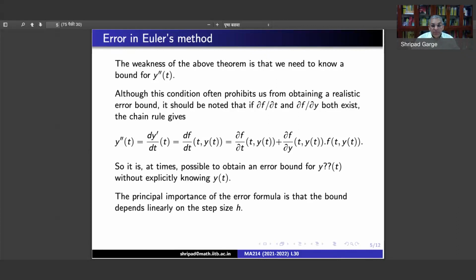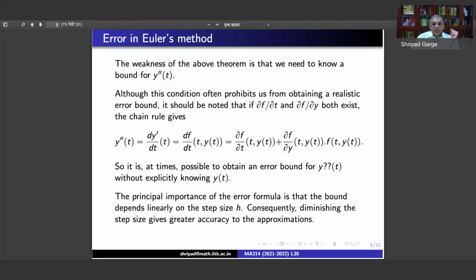So the principal importance, as I told you, is that the bound depends linearly on the step size. If you divide h by 2, the bound on the error will be divided by 2. So it depends on the linear factor of h. It doesn't have any higher powers of h involved. So of course, whenever you reduce the step size, it will give you greater accuracy for the approximations.